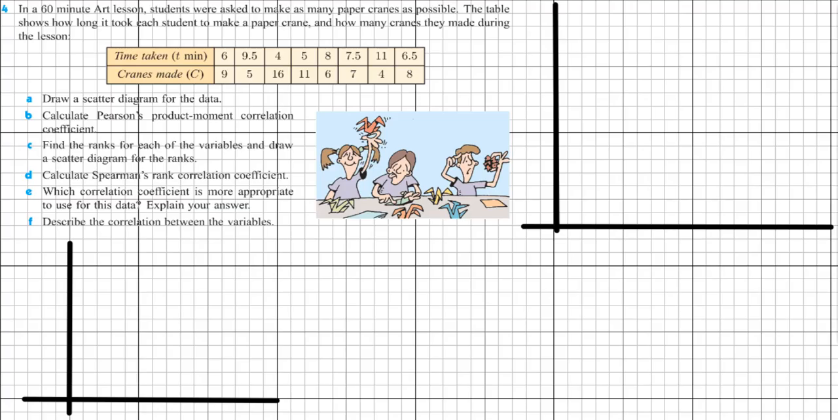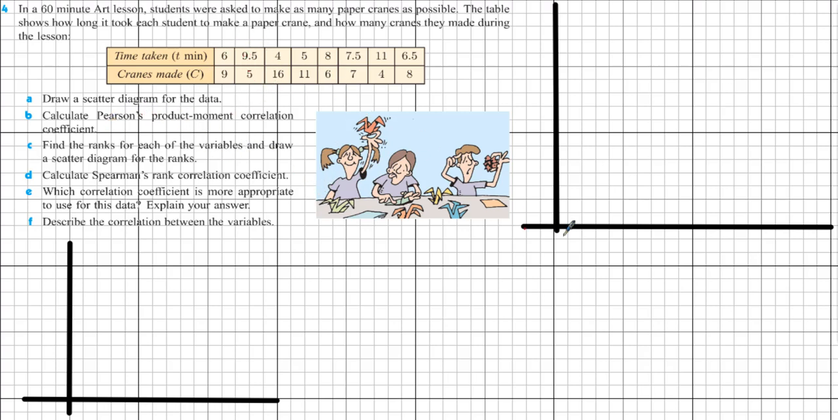Let's go with the example from your book, question number 4. If you can't see the question, you may open your book. Let me explain quickly what it is. In a 60-minute art lesson, students were asked to make as many paper cranes as possible. The table shows how long it took each student to make a paper crane, and how many cranes they made during the lesson. So here the cranes are 9, the time taken is 6 for the second student. Okay, 5, 9.5. So there is a relation given.